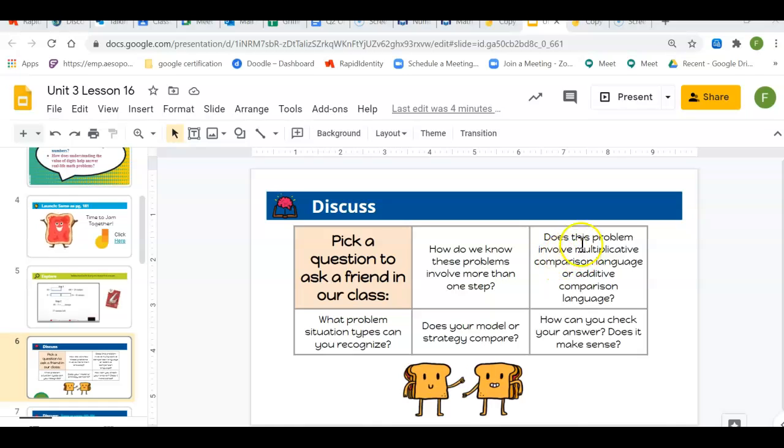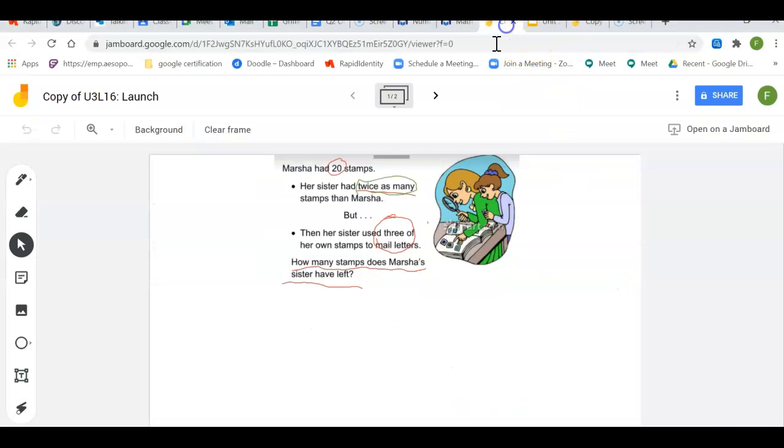And we'll just go over and look at one more here together. Does this problem involve multiplicative comparison language or additive comparison language? So we're going to go back to that particular problem. And you remember that's one of the ones we already indicated here, twice as many. So just thinking back on some of our earlier lessons in the first quarter, twice as many is representative of multiplicative comparisons.